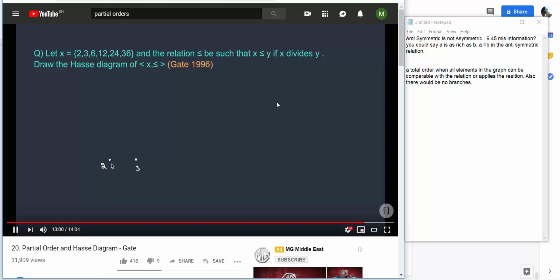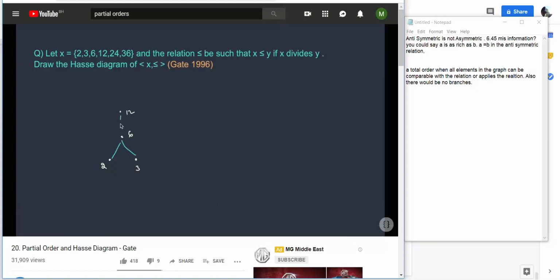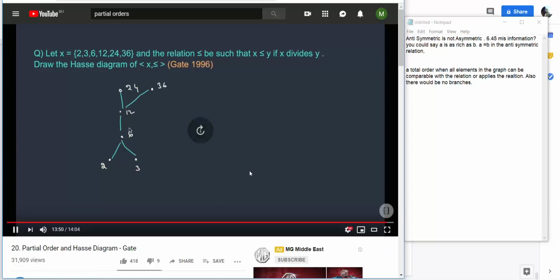So now we have two base elements. Let's check with the first element. Can 2 divide 6? Yes, it can. How about 3? 3 also can divide 6. Therefore, I need to put the element above these, somewhere in between. 2 can divide 6 and even 3 can divide 6. Now this will be the base element. Can 6 divide 12? Yes. Then can 12 divide 24? Yes. Can 24 divide 36? No, it cannot. So we move one step back and put 36 above 12. So this becomes the Hasse diagram for this partial order.